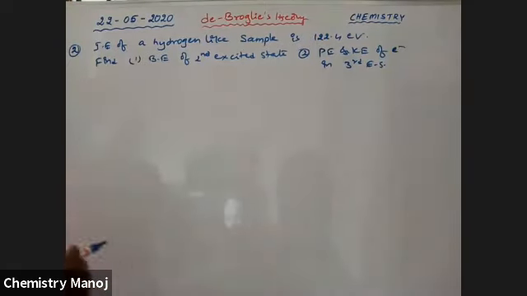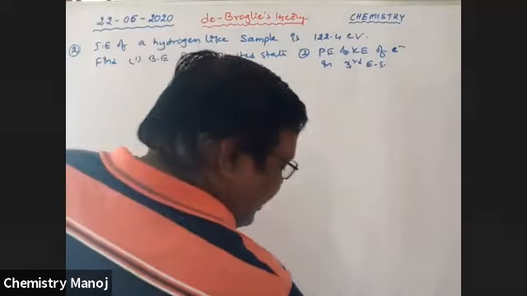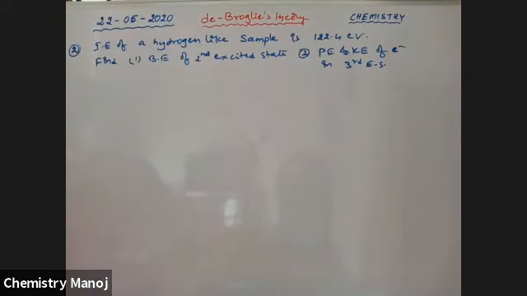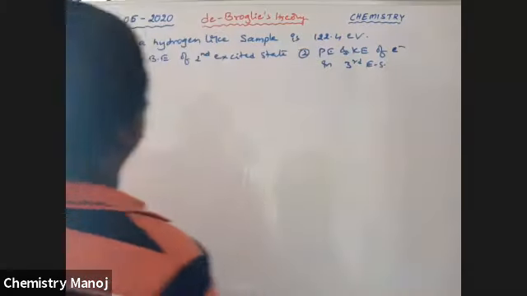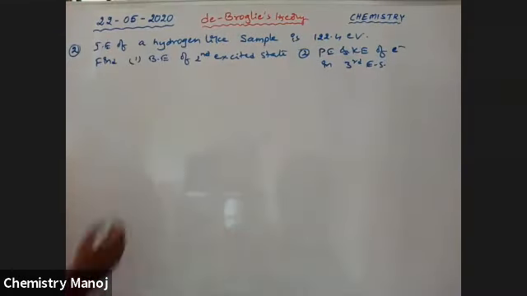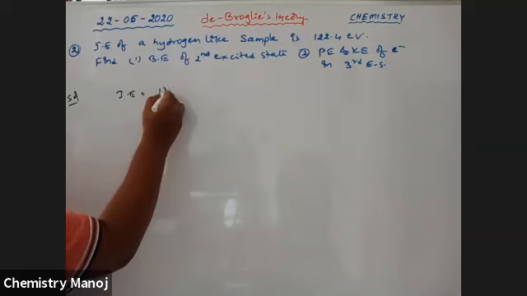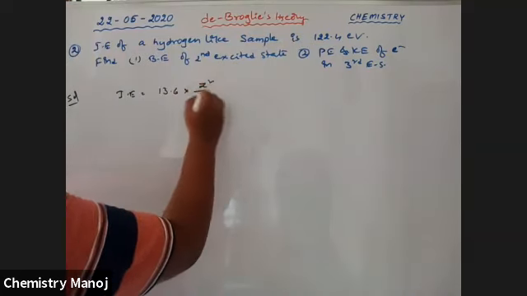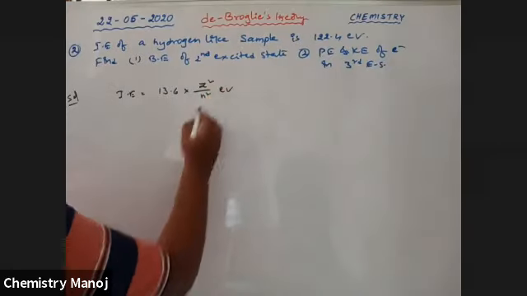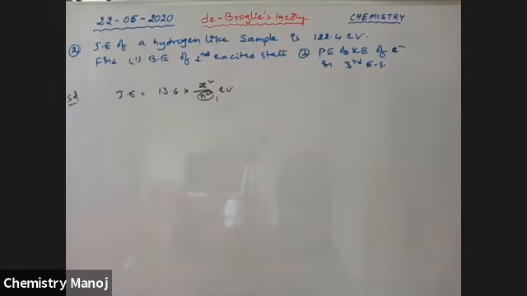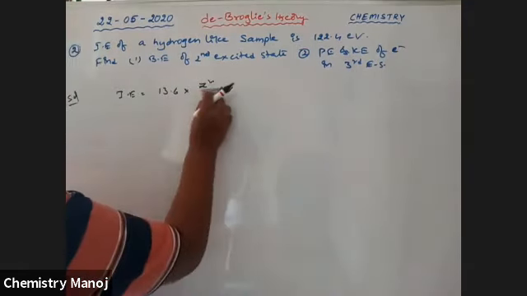So the ionization energy is given to you. Now find the binding energy, potential energy and kinetic energy. How to calculate? Here I am going to use the ionization energy to find the Z value. After that, use this to find the binding energy and kinetic energy. The solution: ionization energy is equal to 13.6 into Z square by n square electron volts. n is equal to 1 in this case, so it is just Z square, no n square.